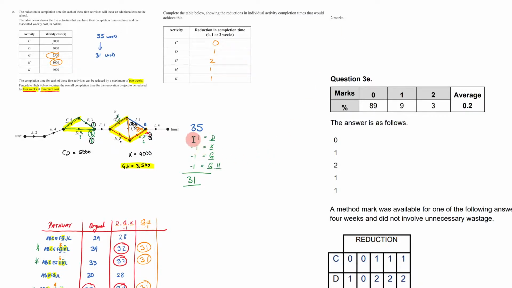All right, let's now go through the examiner's report for question 3E here. So as you can see, only 3% of people got the full 2 marks here. The answer is as follows, 0, 1, 2, 1, 1. And that's what we've written, 0, 1, 2, 1, 1.